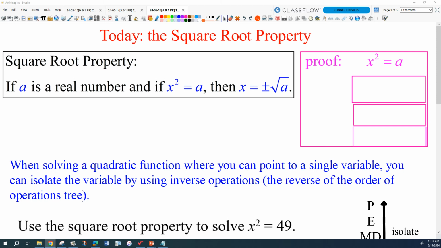Okay, so today we start the new unit. Last unit. This is it. It'll be a short one. We talk about the square root property first of all.